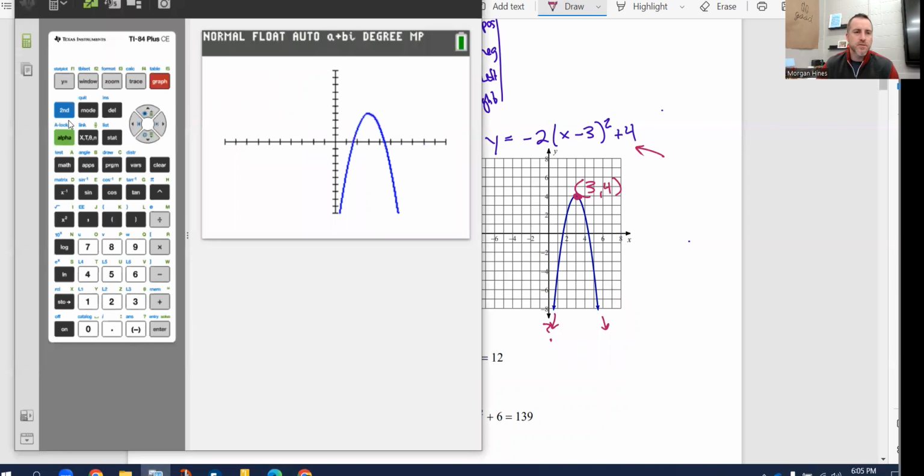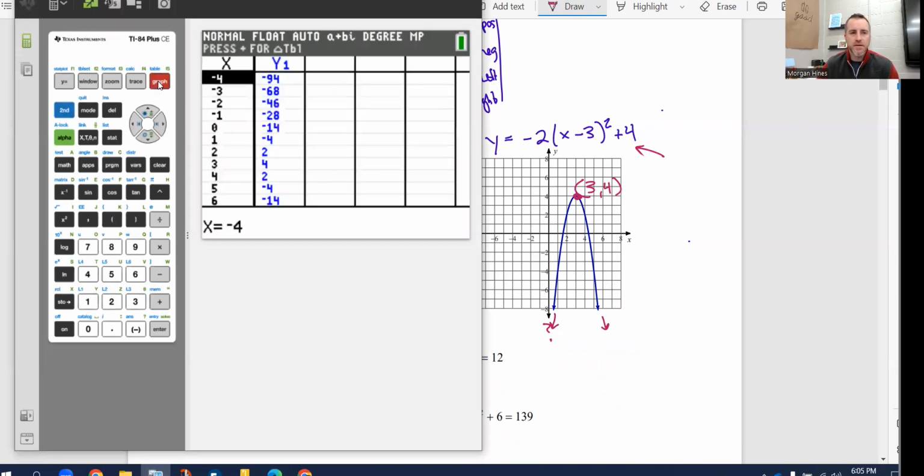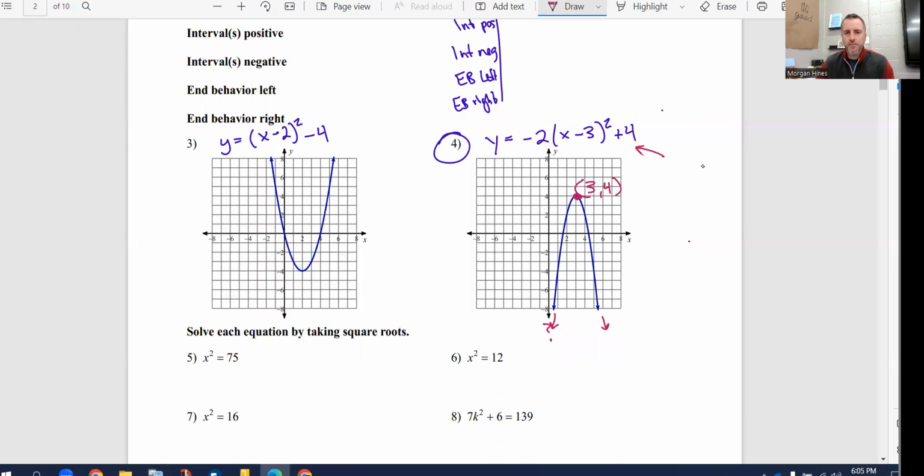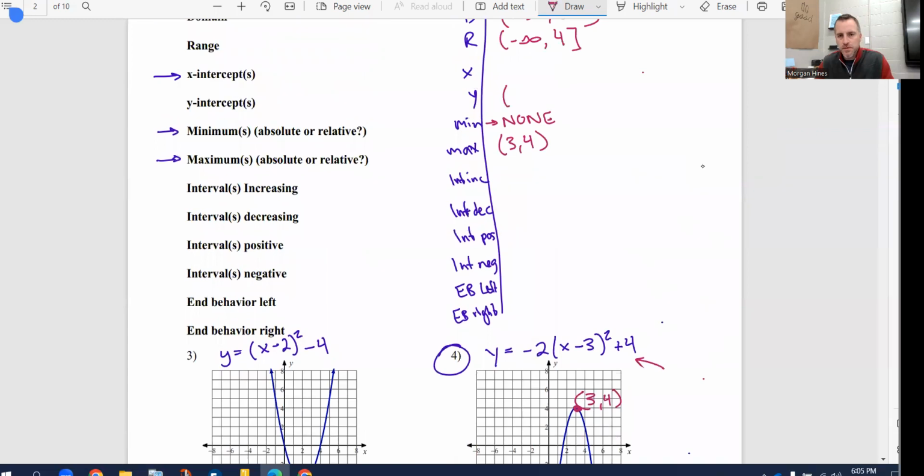Let's go to the calculator and see what it says. There's a couple ways to find it, but I think the easiest way is hit second and graph, and you'll find yourself in the table. So what's the definition of a y-intercept? It's the y value when x is 0. So we find the x column, we find 0. What's the y value? Negative 14. Y-intercept, (0, -14). Give it to me as a point.